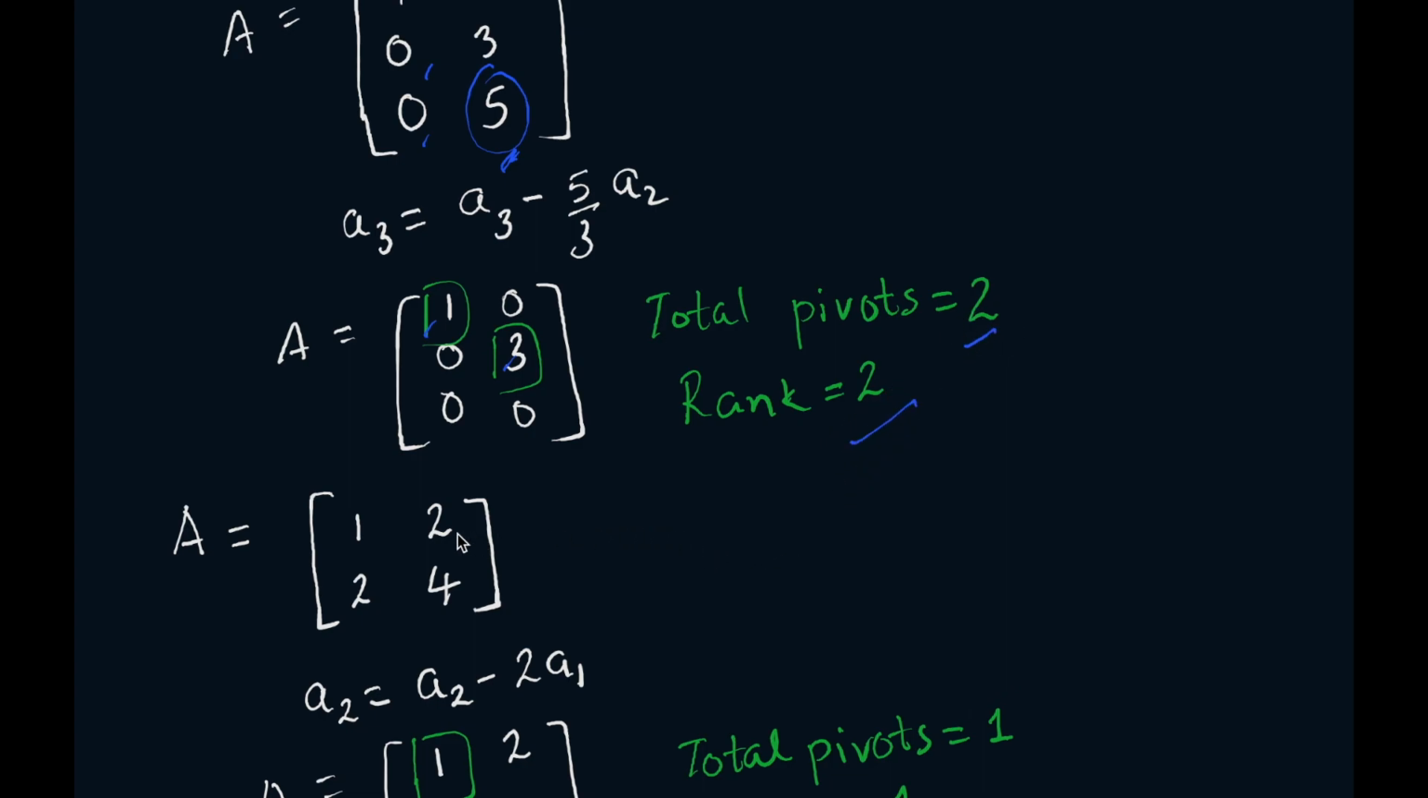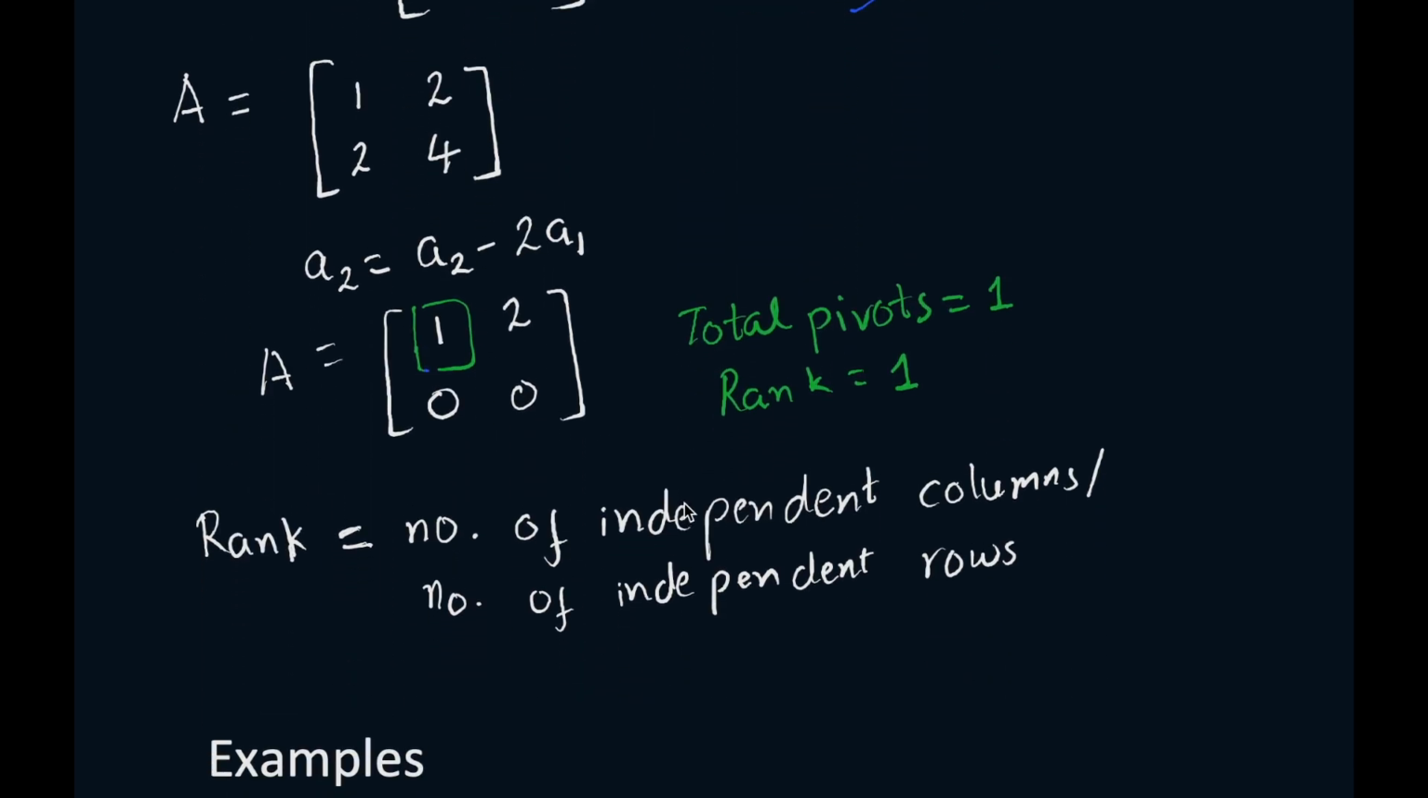Now consider another matrix 1 2 2 4. Here we do an operation on our second row. The operation is A2 equals A2 minus twice A1. Here we see that the whole row becomes 0. So our matrix is 1 2 0 0. Our total number of pivots here is 1, so our rank becomes 1. So rank is nothing but the number of independent rows or the number of independent columns.